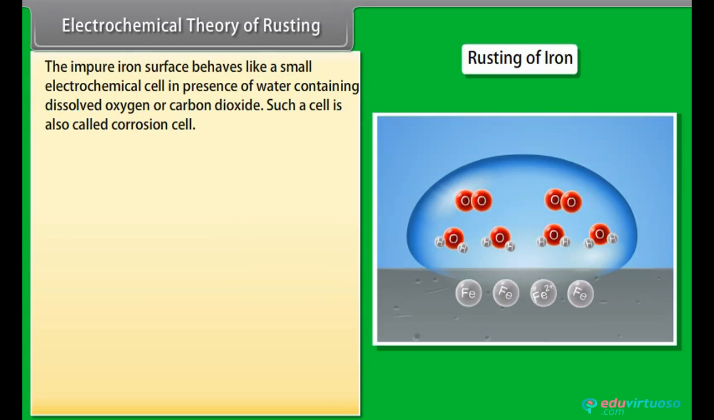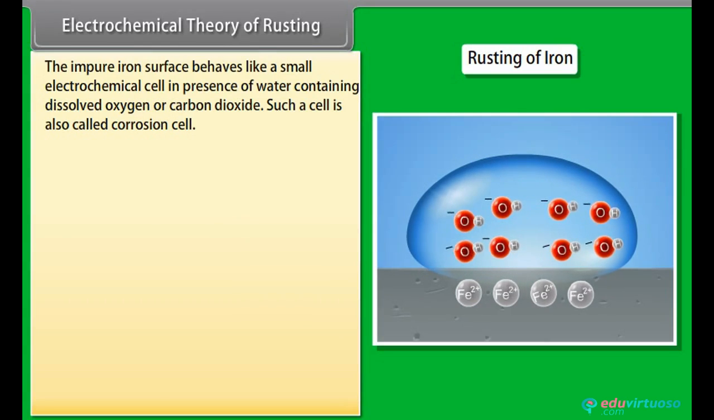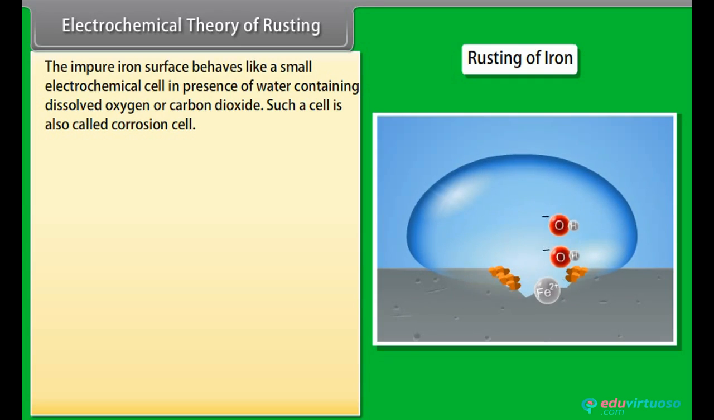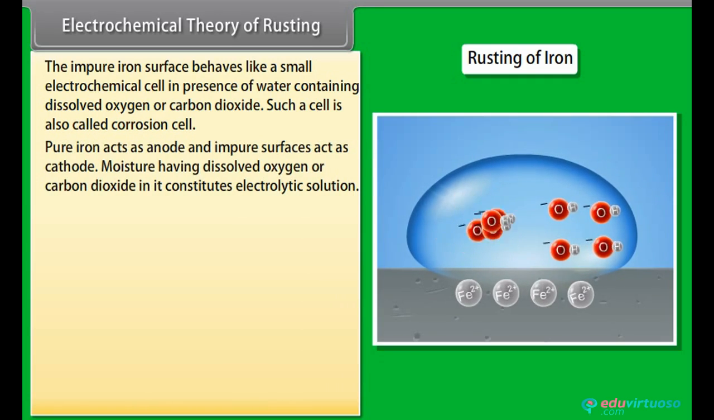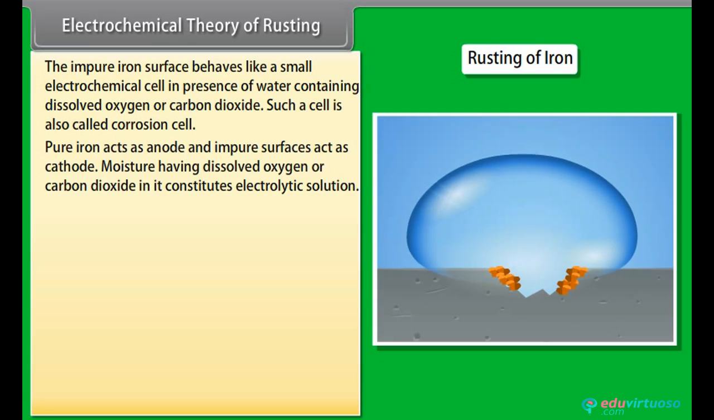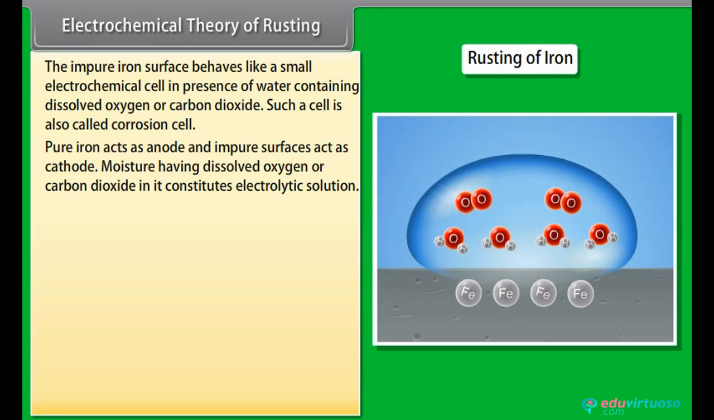Electrochemical theory of rusting. According to this theory, the impure iron surface behaves like a small electrochemical cell in presence of water containing dissolved oxygen or carbon dioxide. Such a cell is also called corrosion cell. Pure iron acts as anode and impure surfaces act as cathode. Moisture having dissolved oxygen or carbon dioxide in it constitutes electrolytic solution.